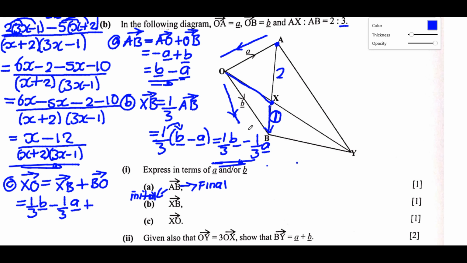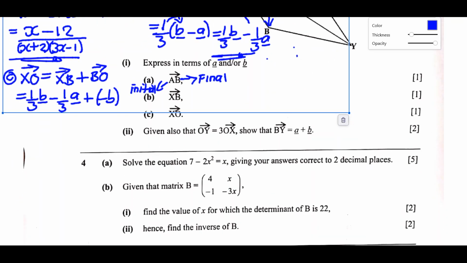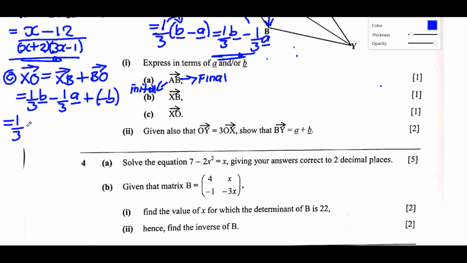Now for this one, we are moving against the arrow. We are moving from B to O, so we are going to introduce negative B. So I'm just going to say plus negative B. So what I'm going to do is collect the like terms. Here I'm going to say 1 over 3 of B minus B, so B over 1, minus 1 over 3 of vector A.